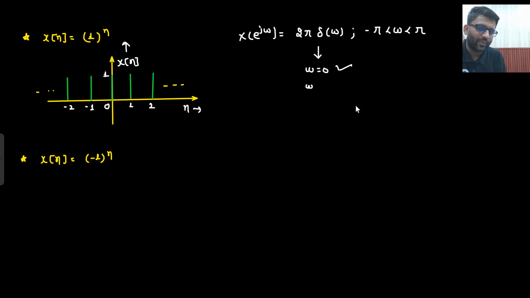Omega goes to pi is not passed. Only omega goes to 0 is passed. Rest all the frequencies are not passed. That means it is a low pass filter. You will call it the best low pass filter, because it is only passing the 0 frequency. What is the use of a low pass filter?